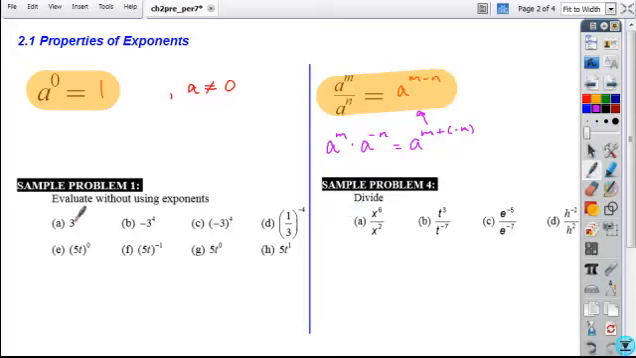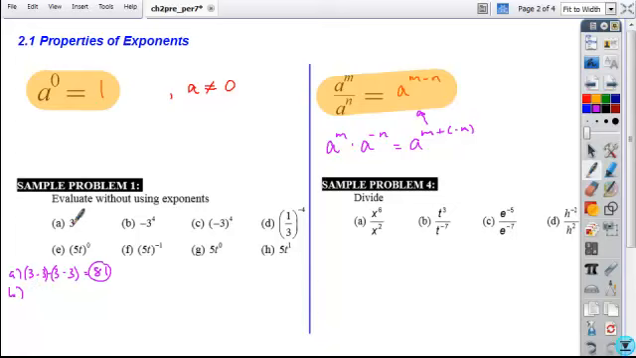Okay, so if we evaluate, in part A we have repeated multiplication: 3 times 3 times 3 times 3. You can imagine grouping these together if you want to. 3 times 3 is 9, so 9 times 9 gives you a total of 81.